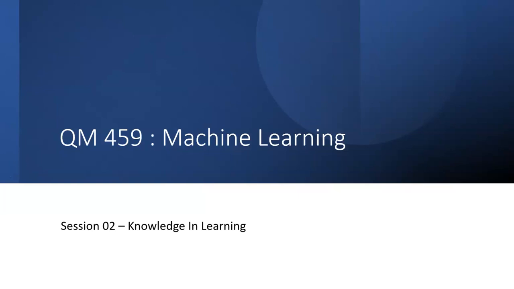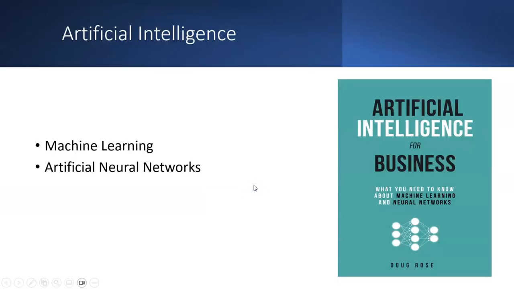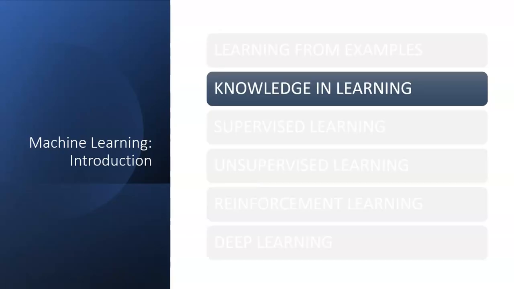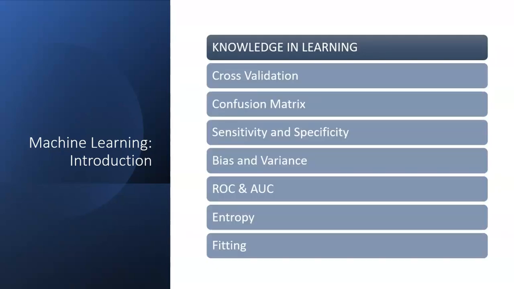Dear students, today we will have chapter number 2 about machine learning, and in this chapter we will discuss very interesting topics which are related to learning. For example, knowledge in learning, that is, what is knowledge hidden in the data set. In knowledge in learning, we will talk about cross validation of our data.